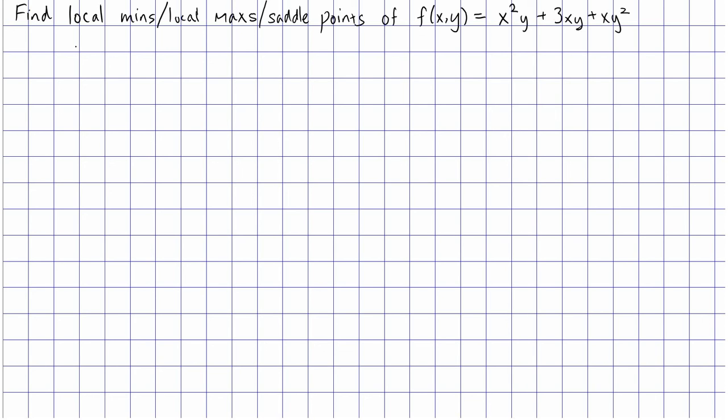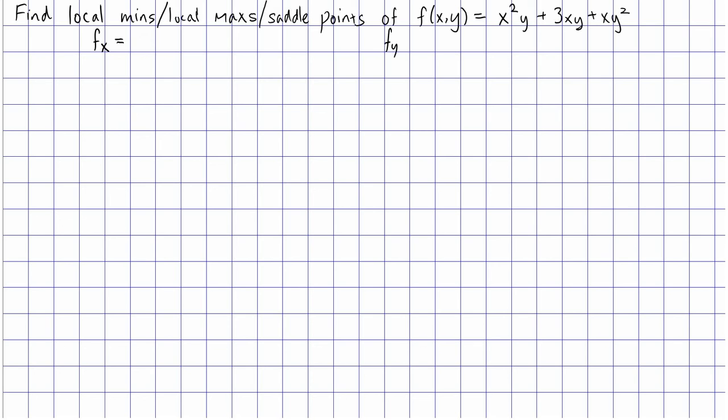In this video, we're going to find the local minimums, local maximums, and saddle points of this function f of xy equals x squared y plus 3xy plus xy squared. Now, we're going to need to find out when the partial derivative with respect to x is equal to 0 and when the partial derivative with respect to y is 0.